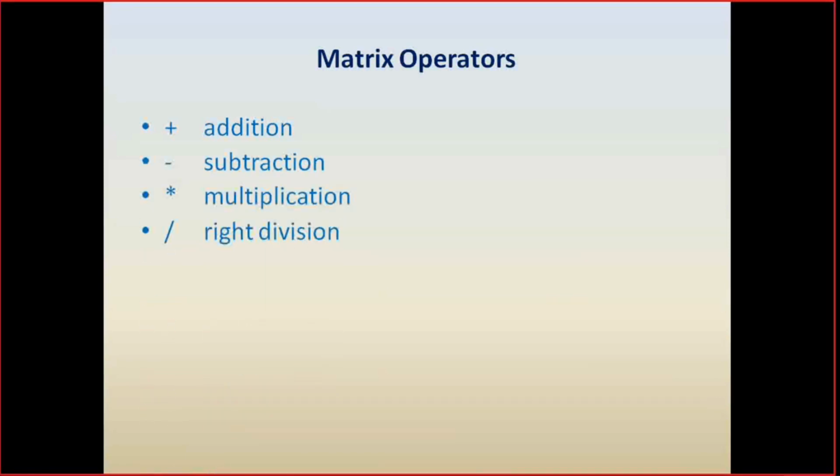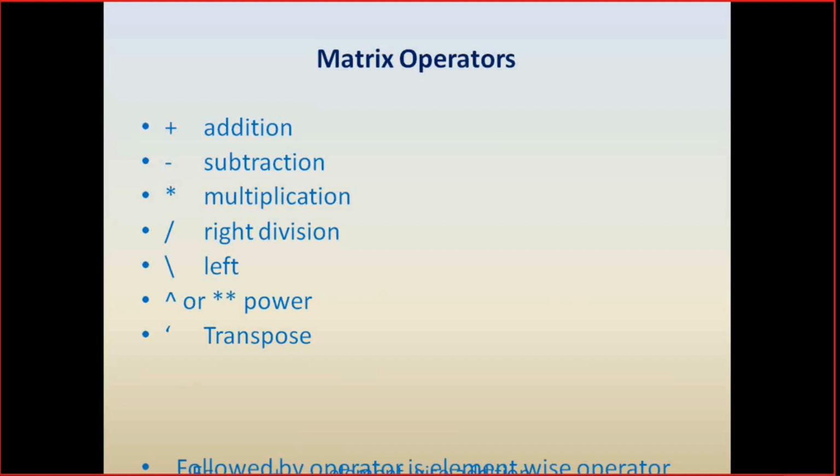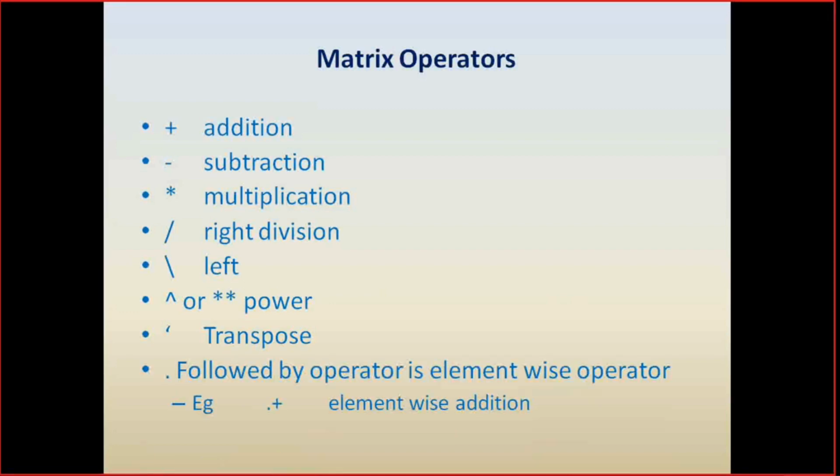Matrix operators. As we dealt with the arithmetic operators, the same operators are applicable for matrices also. Already we discussed: plus refers to addition, minus to subtraction, then multiplication, right division, left division, power, and transpose. Similarly, we can go for element-wise operators. Each element can be operated on by having a dot before the arithmetic operator. Dot plus will give you element-wise addition. Similarly, dot minus will give element-wise subtraction.